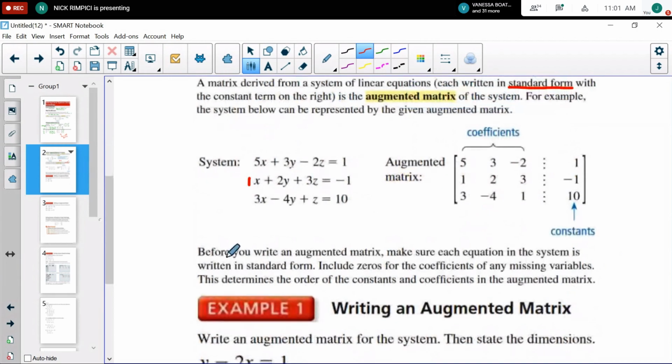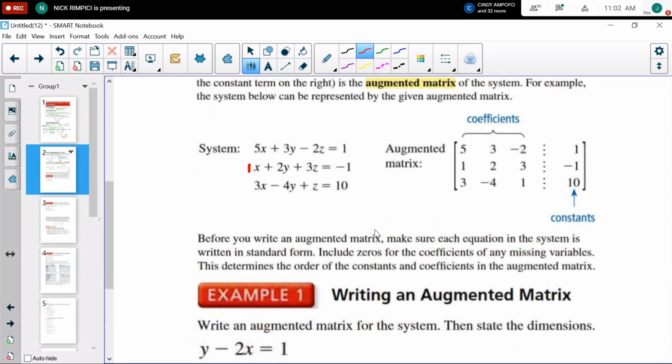Before you write an augmented matrix, you have to make sure each equation in the system is written in standard form. I've done that, and then I translated it into the augmented matrix. Include zeros for the coefficients of any missing variables. We did that on the last page. This determines the order of the constants and coefficients in the augmented matrix. So it has to be in standard form, and you have to put zeros if stuff is missing, which we saw already. So we're going to do an example now together.